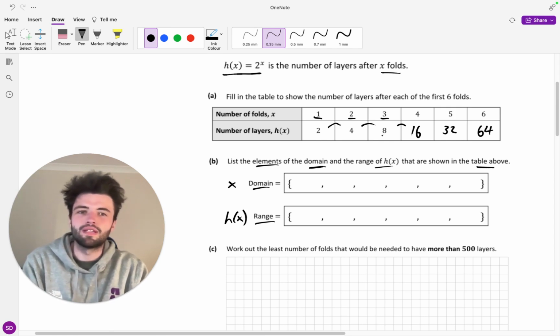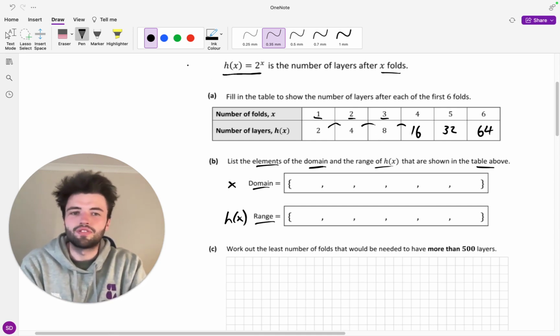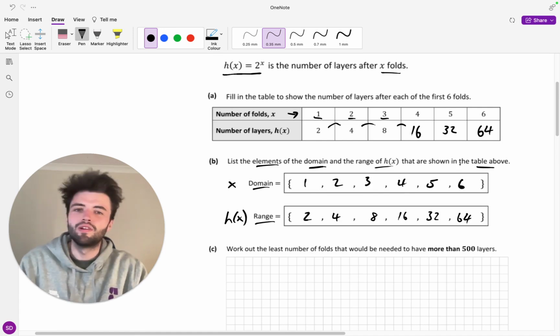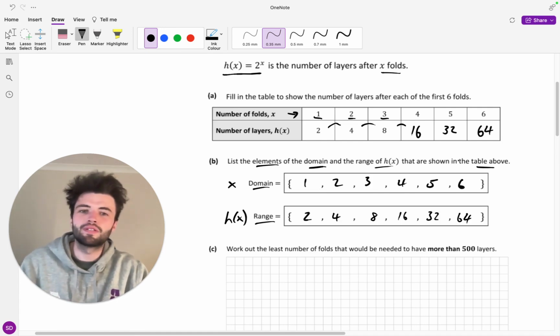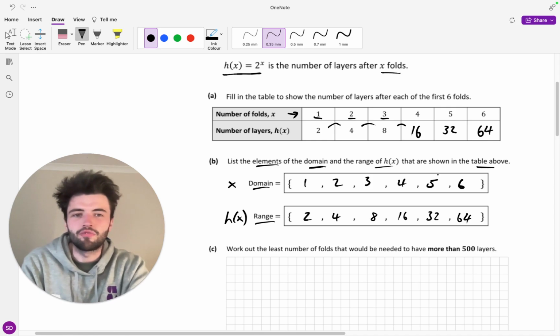So rather than listing every possible input or output, we just have to list the specific ones that we had in our table. So we can just look at our table and see that the x's that we plugged in were up here on the top half of our table. So that's going to be 1, 2, 3, 4, 5, and 6. And then for our range, we just look at h of x, or our outputs, and those are going to be 2, 4, 8, 16, 32, and 64. So that's going to be it for part B.